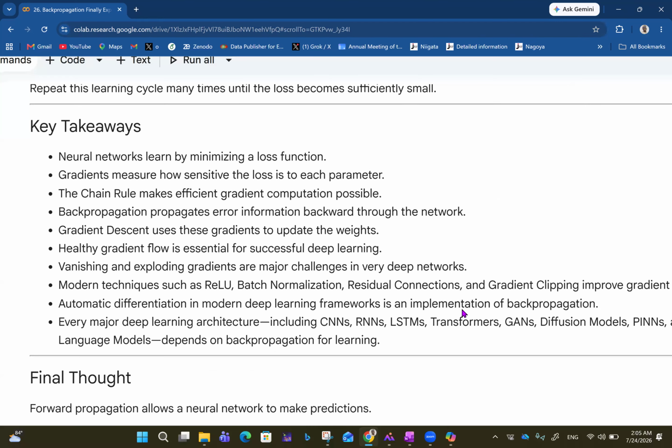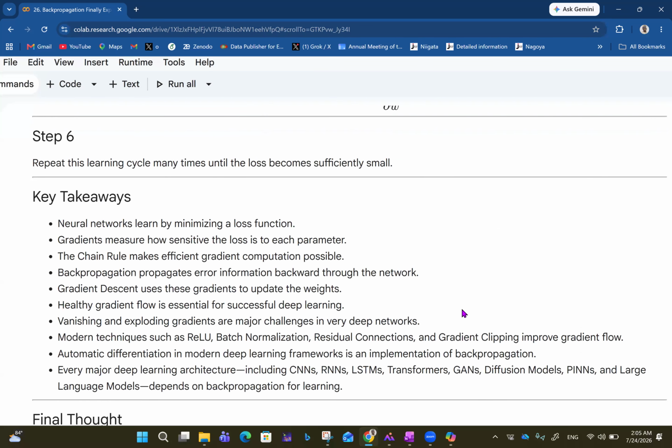Key takeaways now. Neural networks learn by minimizing a loss function. Gradients measure how sensitive the loss is to each parameter. The chain rule makes efficient gradient computation possible. Backpropagation propagates error information backward through the network. Gradient descent uses this gradient to update the weights.